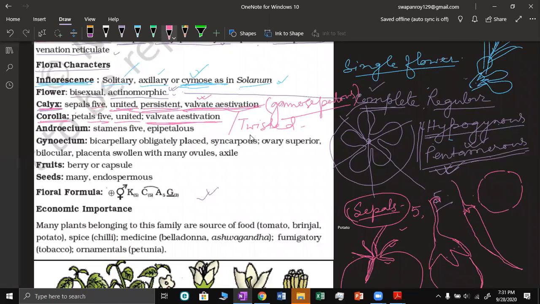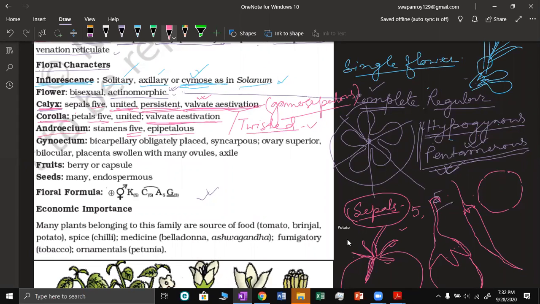Twisted or imbricate in some of the species. There is twisted also. After that, androecium. How many stamens? The stamens are 5. This is important. And here it is epipetalous.